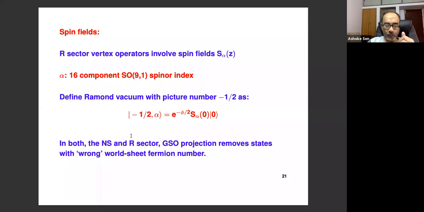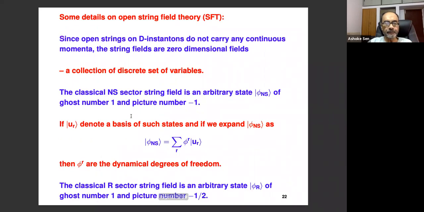Okay, this may be a little quick, but as I said, we'll not need most of it. I'll just refer to some of these things later. So now I come to some details on open string field theory.